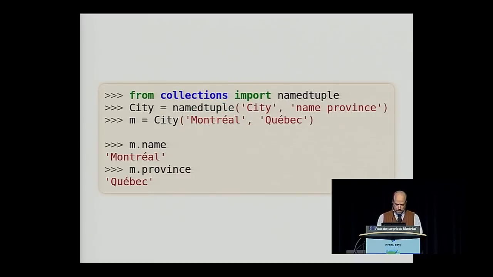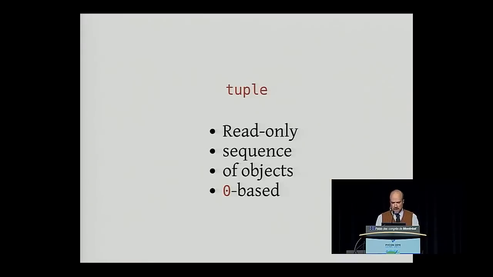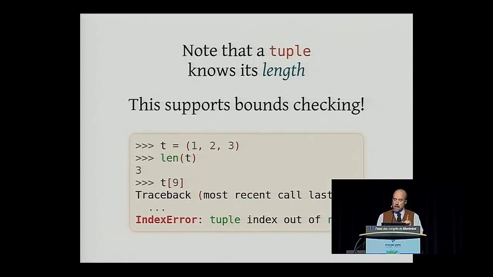So, given the layout of the tuple that we saw, grabbing its length or grabbing an item is just a single fetch. And there is, by the way, in the collections module, a named tuple if you want something with the efficient storage of a tuple, but that gives you something more convenient than integer indexes for accessing its items. Tuples are read-only, a sequence of objects that is zero-based, the simplest of Python's general-purpose data structures. And note that because a tuple knows its length, it can do bounds checking. That might be important to you someday.